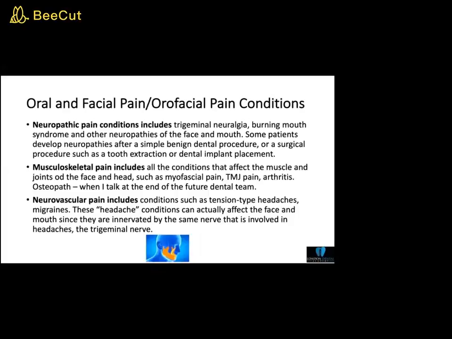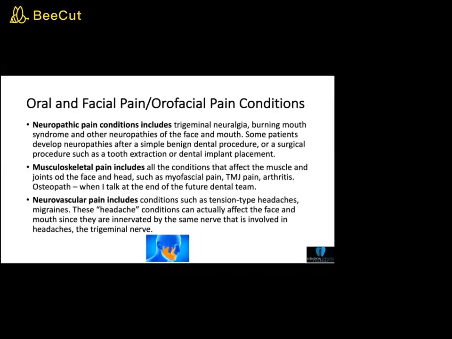Right, pain we know has multiple facets: neuropathic, trigeminal neuralgia, burning mouth syndrome, and obviously the surgical impact from procedures that we do, tooth extractions, post-operative problems, dry sockets, musculoskeletal. So a lot of TMJ patients that we see, the problem is starting from the lower back or the neck region, and it's important to try and involve an osteopath in this. And again, that's what I talk about at the end, the future of the dental team.